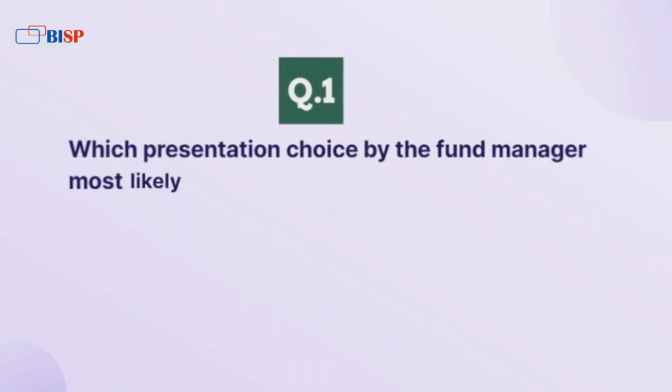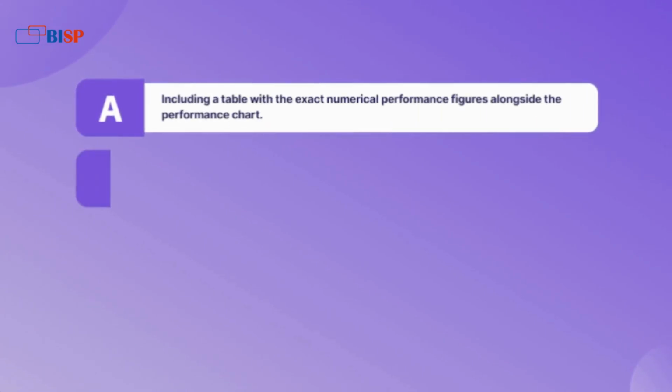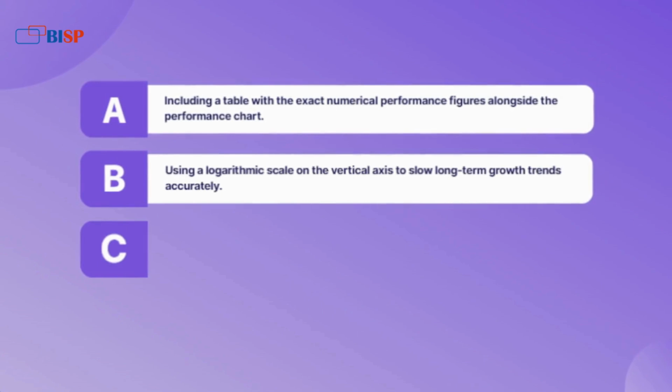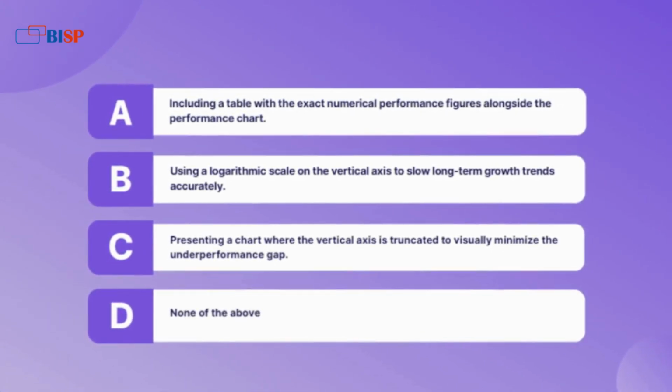Which presentation choice by the fund manager most likely violates ethical standards? A. Including a table with the exact numerical performance figures alongside the performance chart. B. Using a logarithmic scale on the vertical axis to show long-term growth trends accurately. C. Presenting a chart where the vertical axis is truncated to visually minimize the underperformance gap. D. None of the above.